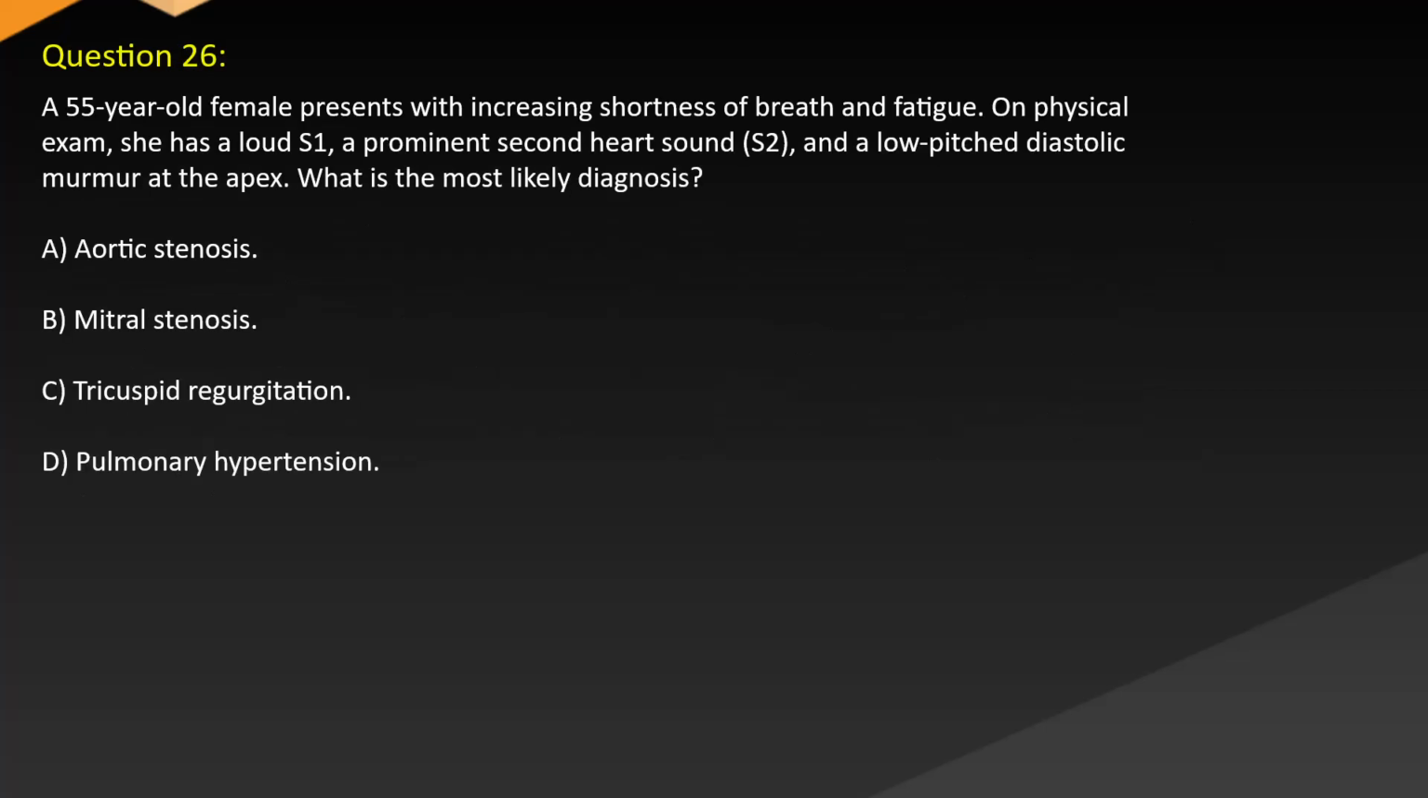Question 26. A 55-year-old female presents with increasing shortness of breath and fatigue. On physical exam, she has a loud S1, a prominent second heart sound, and a low-pitched diastolic murmur at the apex. What is the most likely diagnosis? A. Aortic stenosis. B. Mitral stenosis. C. Tricuspid regurgitation. D. Pulmonary hypertension.